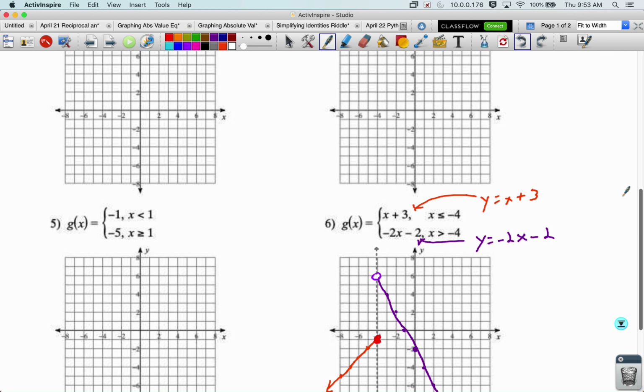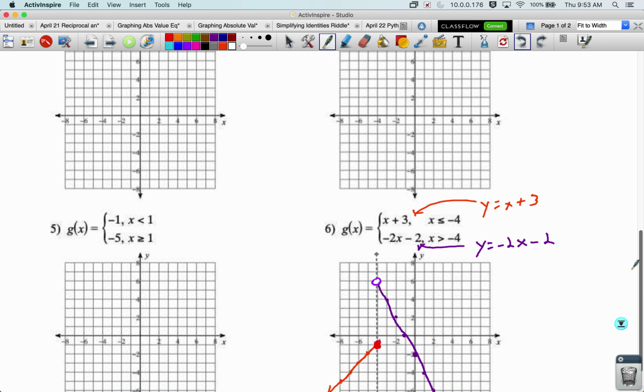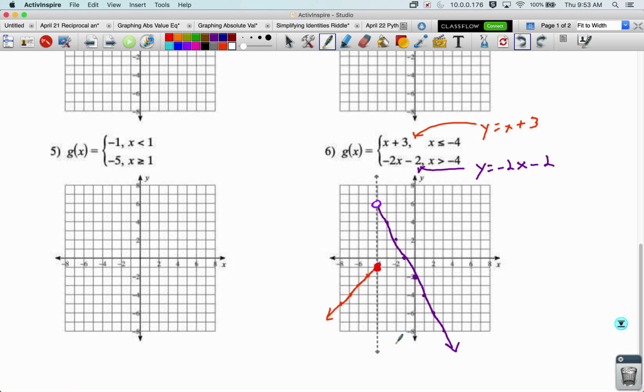Okay, let's see. Is there anything else that's going to be tricky? Nope, those are pretty darn similar. Here's another one. This number 5 is really similar to number 1.